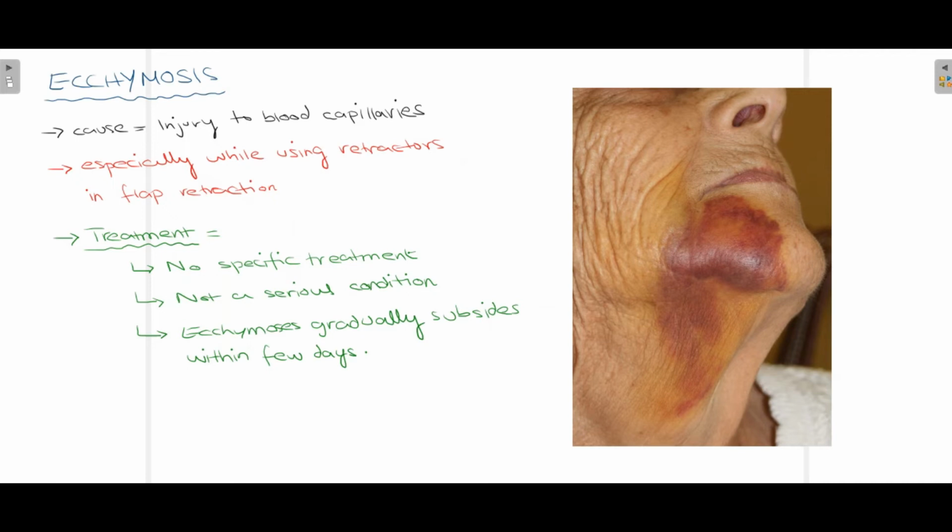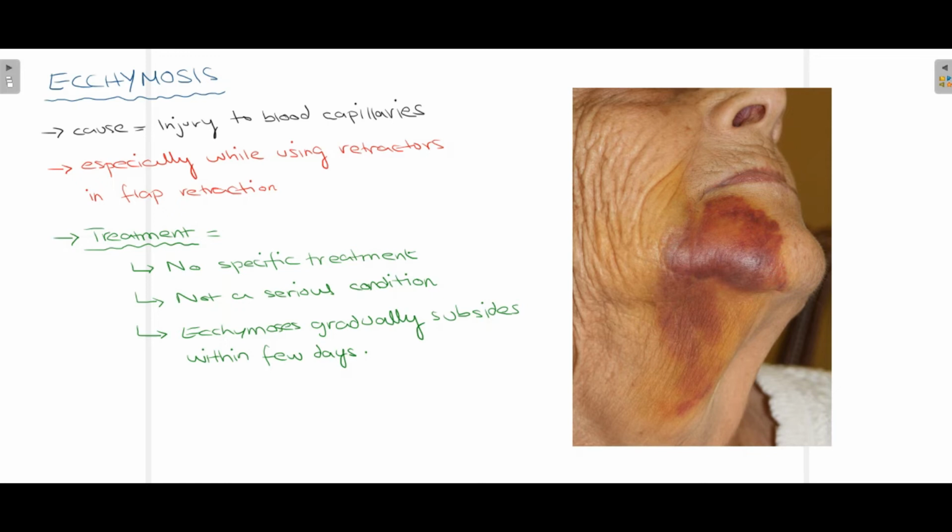The third complication, and a common complication that arises after a tooth has been extracted, is called ecchymosis. Now, ecchymosis, as you can see in this clinical picture, is basically caused by some injury to the blood capillaries. Since there is some injury to the blood capillaries, blood starts to ooze out and accumulate in the underlying tissues. As you can see in this clinical picture, all the red, purplish and yellowish area is the accumulation of blood due to rupture of the blood capillaries.